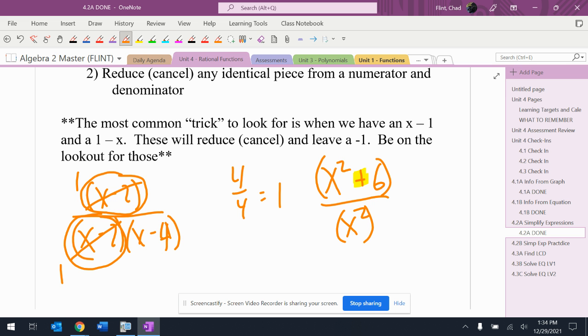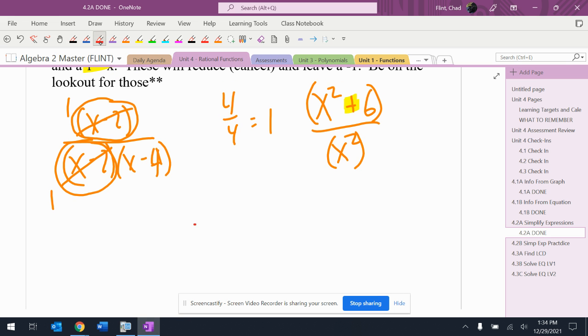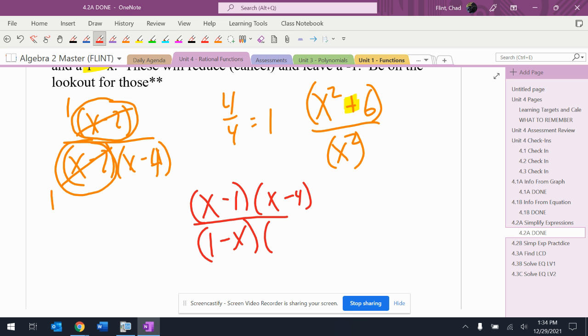All right. Then there's this one trick that pops up in all kinds of stuff. We'll go through and say only reduce things when they're exactly the same. And then this kind of a thing pops up where it's x minus 1 times x minus 4 over 1 minus x times 1 or 6 minus x. Sorry, just making these up on the fly here. Nothing's identical, but this and this are nearly identical.